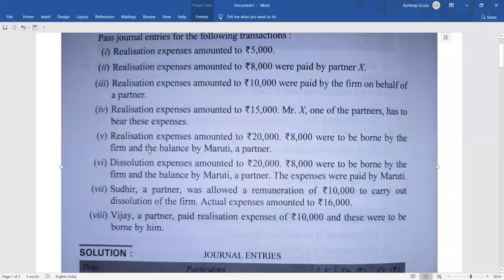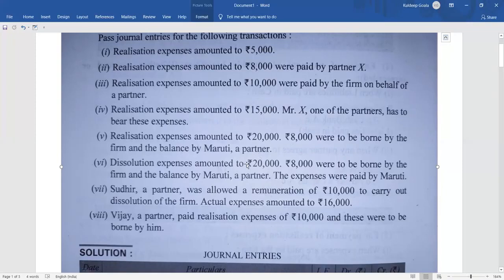Coming to point number 5, realization expenses amounted to 20,000. The realization expenses was 20,000. Rupees 8,000 were to be borne by the firm, and the balance by Maruti, a partner. 8,000 रुपए फर्म को बेयर करना चाहिए था, बाकी पैसा मारुति को देना चाहिए था.